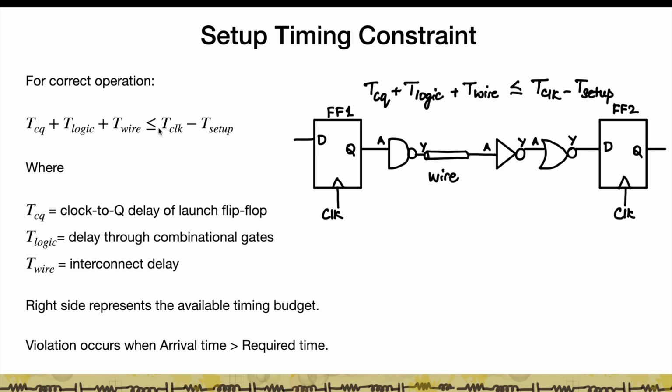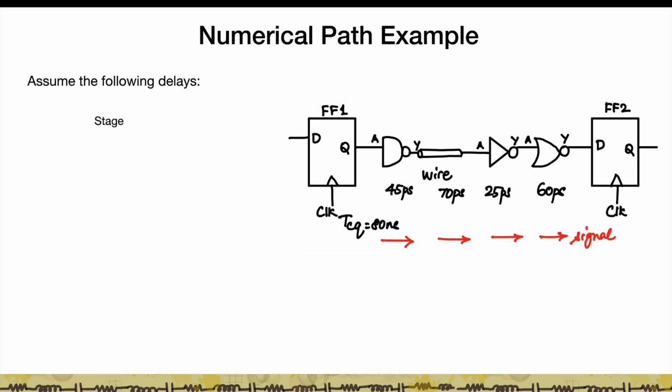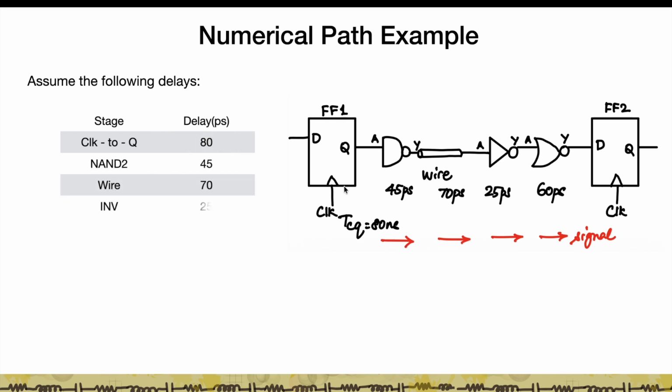Let's now run some numbers on it. So let's put some real numbers on this path. Same topology as before. FF1 launches data through an AND gate, then a wire, then an inverter, then a NOR gate, arriving at FF2. Here are the delays for each stage.